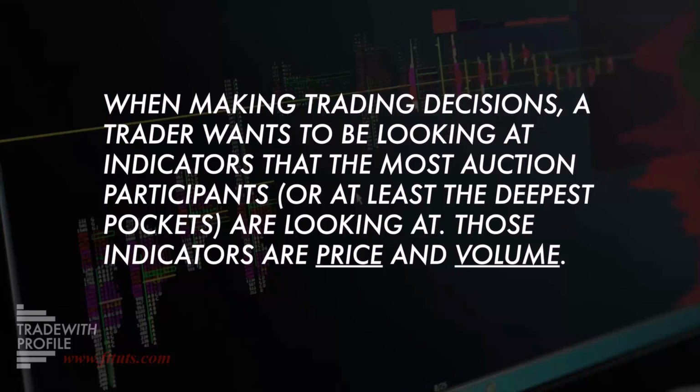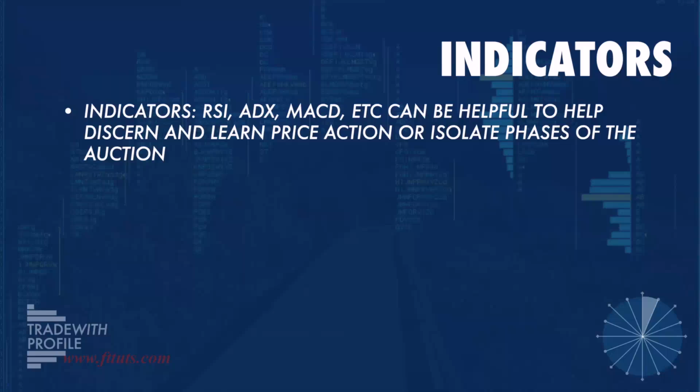Outside of that, people could be looking at different things to make decisions. For example, indicators like an RSI, ADX, MACD can be helpful to discern and learn price action or isolate phases of the auction. They can be effective if I'm using them to help me figure out what phase of the auction I'm in. If I've got an RSI or an ADX, for example, that are pushing high numbers, that's an indication of directional strength. So until I see that start to diverge, I wouldn't even think that that's about to change.